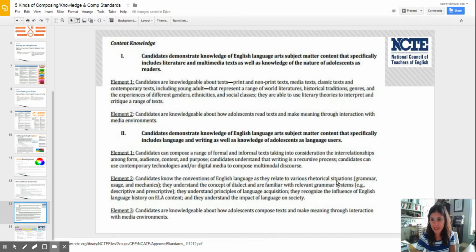Element 2, we need to know rhetorical situations. We need to have our GUM, our grammar, usage, and mechanics. We need to understand dialect, grammar systems, language acquisition. We also need to recognize the influence of the history of English language and the impact of language on society. So everything we do in this course, as we are looking at these different text types, we also have to demonstrate our content knowledge as English and English education majors.